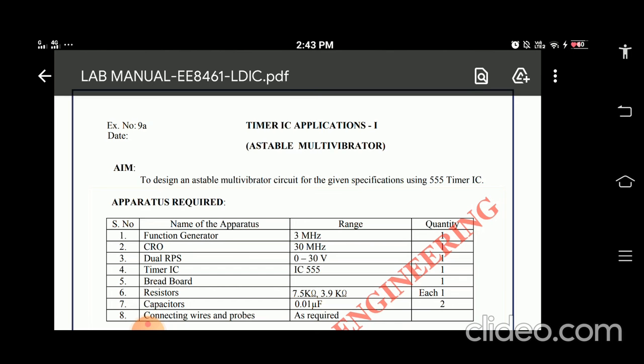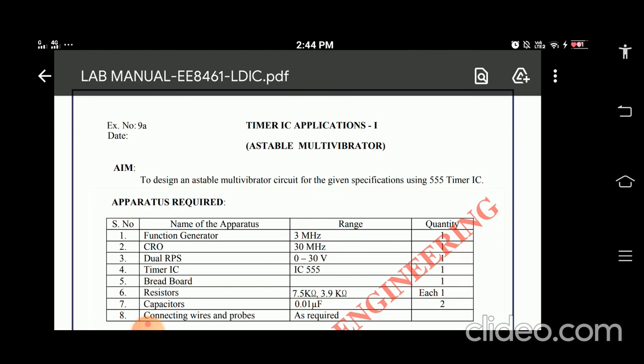So all the components will be constructed on our breadboard. Resistors: depending upon our design, we can take the desired resistor. Here I am taking 7.5 kilo ohm and 3.9 kilo ohm, and a capacitor. We require a 0.01 microfarad capacitor for this experiment, and all the components on our breadboard can be connected with the help of connecting wires and probes.